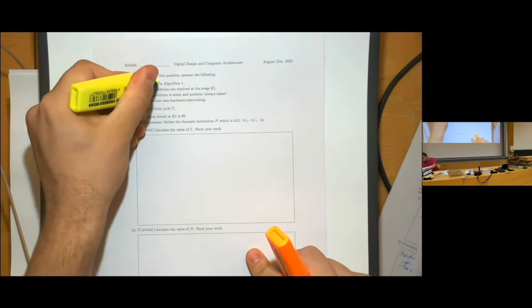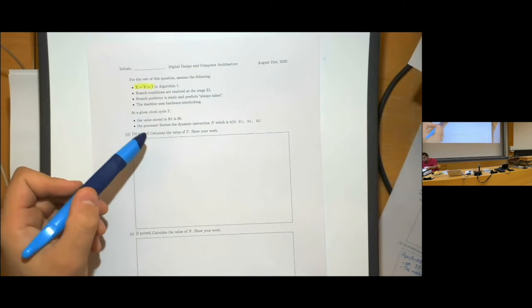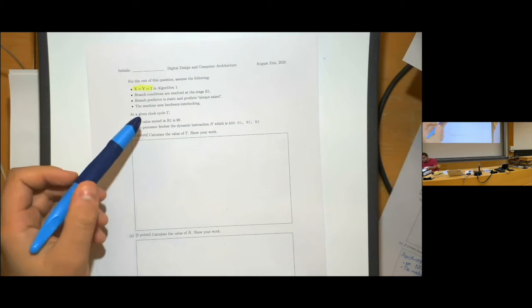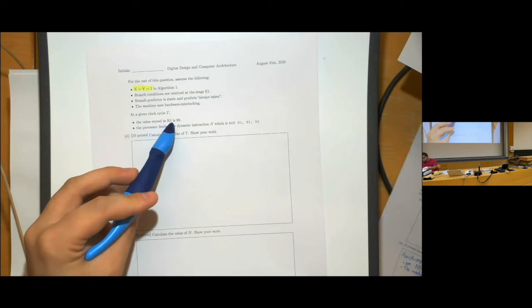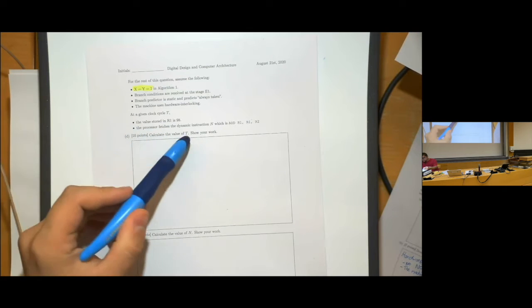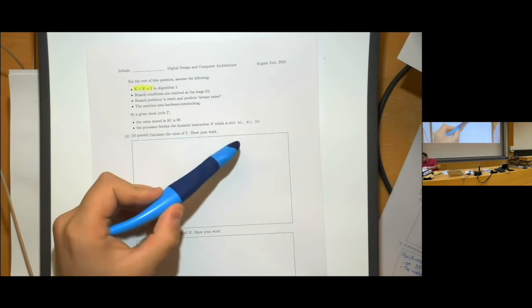So we get some additional information. We know now that they're both 1. And then I have some information about what the branch behavior looks like. We are asked to calculate t, so what the current clock cycle is, if currently the value of R1 is 98, and we are currently fetching the addition. So let me show you the code again.